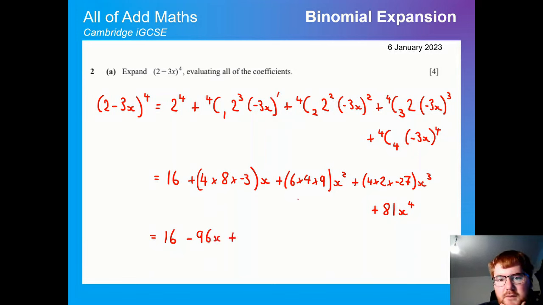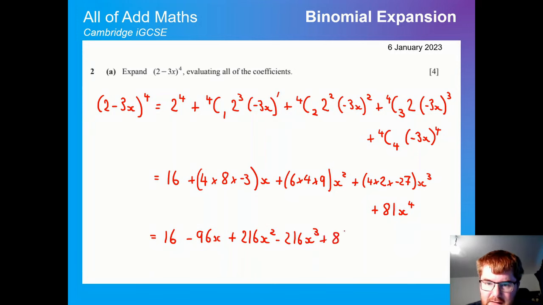This one here, so we've got 6 times 4 is 24. 24 times 9, that is equal to 216. So we get 216x squared. This one here, 4 times 2 is 8. 8 times minus 27 is 216 as well, but we've got a minus here. And make sure you've got x cubed. Don't just copy it from here. And then we've got our last term there, 81x to the power of 4.